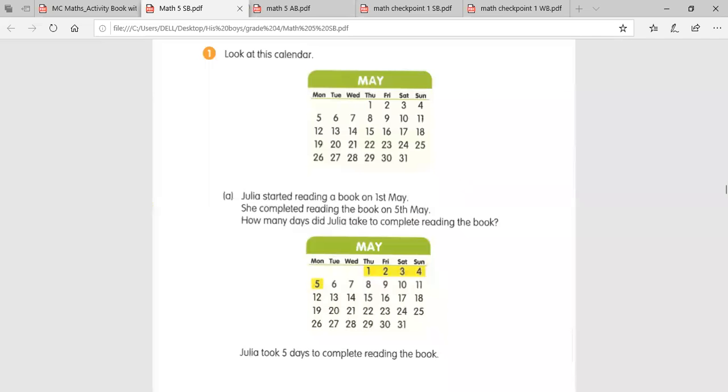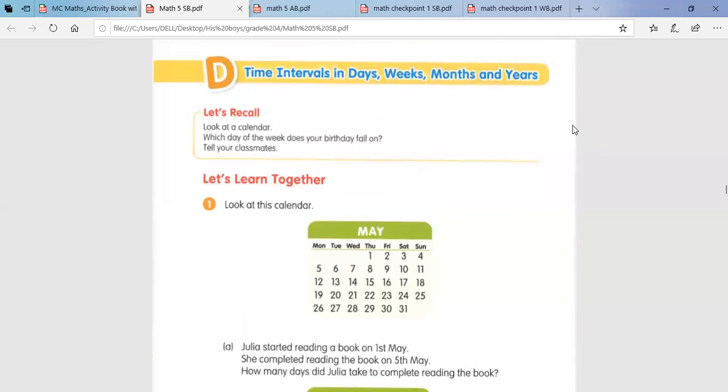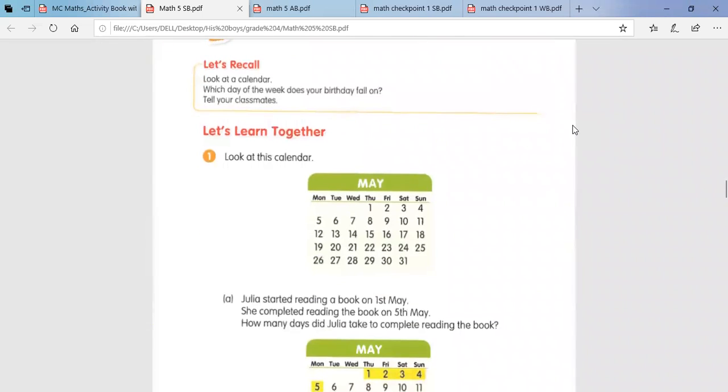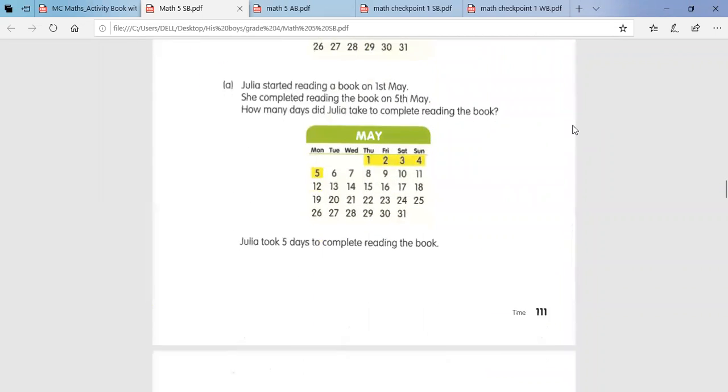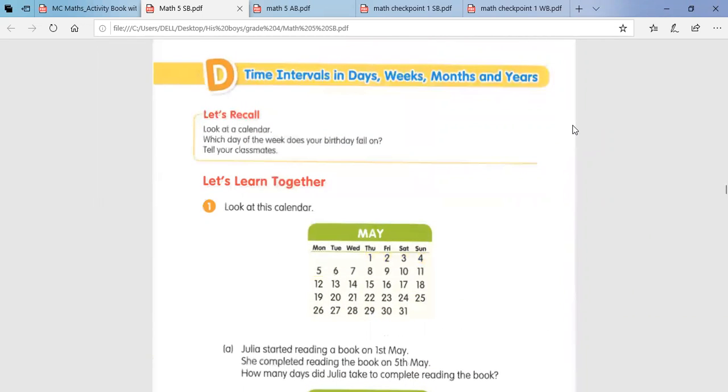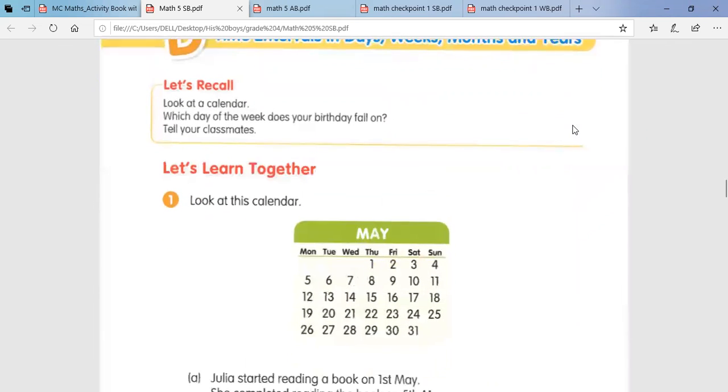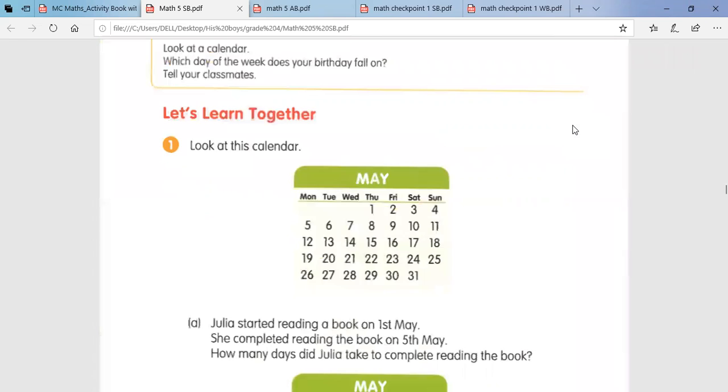Bismillah. Yes, we start now in a new lesson, page 111: time interval in days, weeks, months, and years. Page 111. Now we will calculate the days between two months, or two intervals, or two times like this.